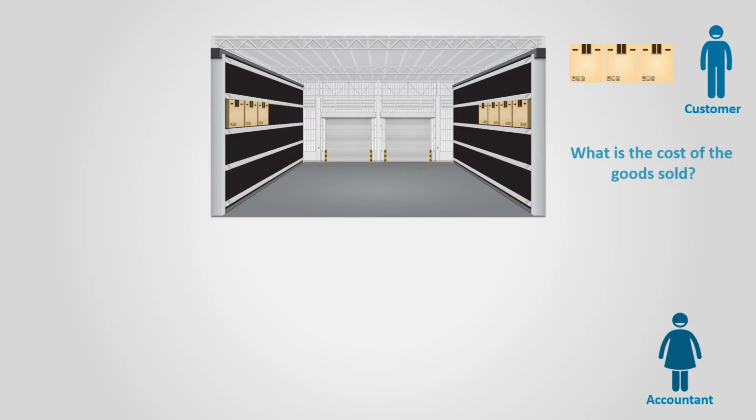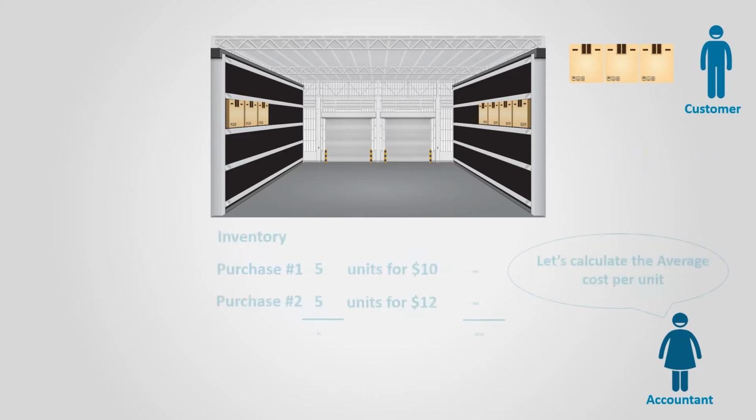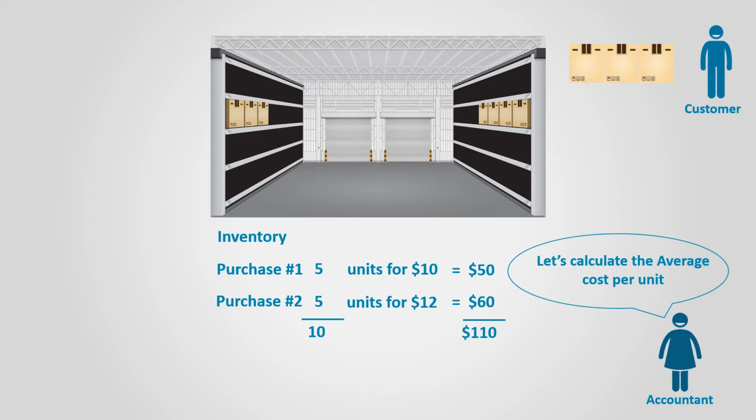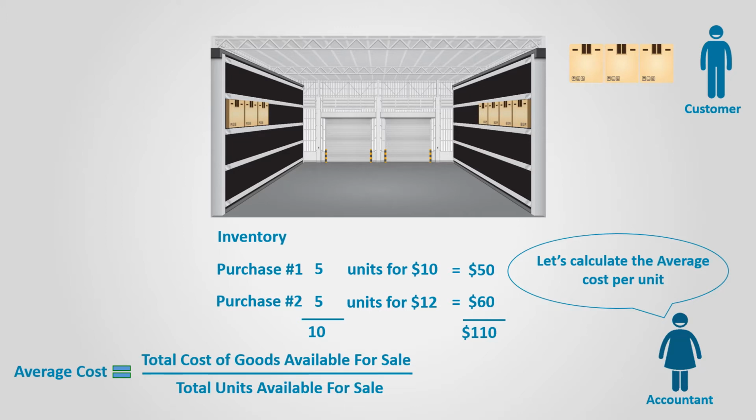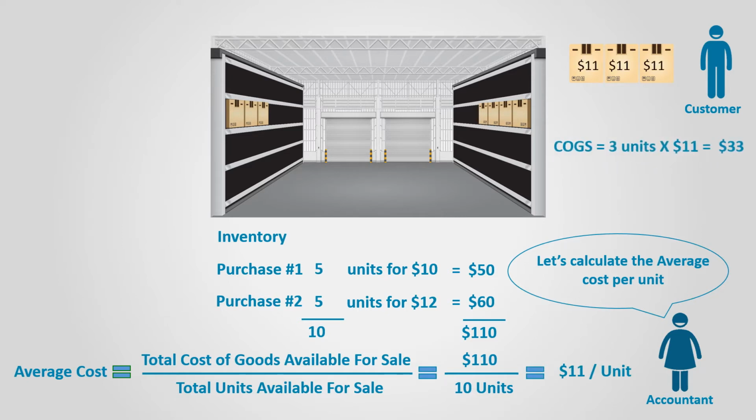Since the business is using the average inventory method, we need to calculate the average cost per unit. The total units purchased are 10 units for $110. The average cost per unit is equal to the cost of the goods available for sale divided by the number of units available for sale. So it is equal to $110 divided by 10 units. This equals $11, and the value of the 3 units sold will be 3 units times $11, which is $33.